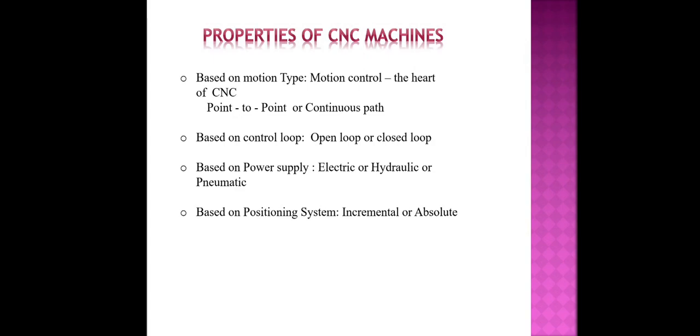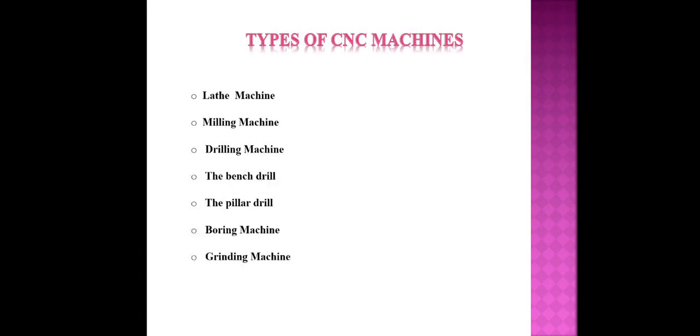A CNC lathe comes under two axis machines. There are two axes along which the motion takes place. The saddle moves longitudinally on a bed along the Z axis, and the cross slide moves transversely on the saddle along the X axis.